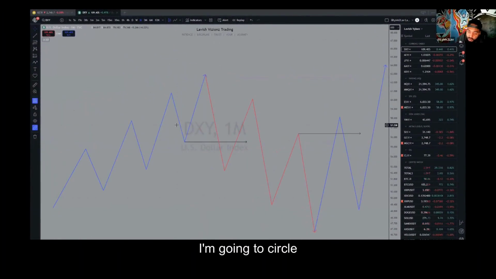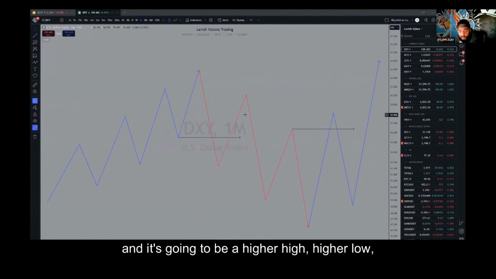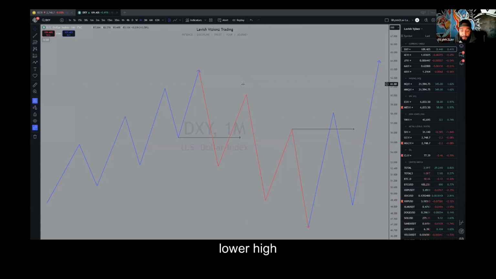I'm going to circle one of these places on the chart, and it's going to be a higher high, higher low, lower high, or lower low. Those are the only 4 options. How do we figure out what it is? Remember, we're always looking left to get right.